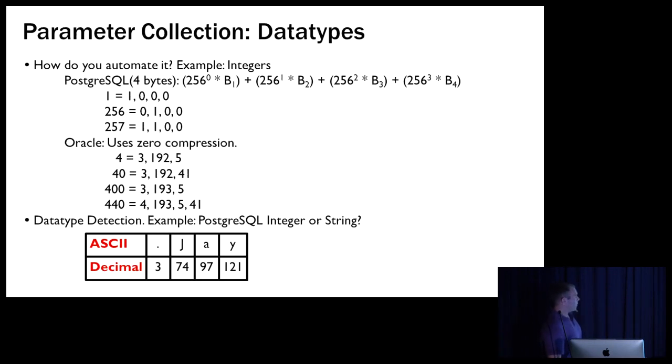So another problem is data type detection. So is what I'm reading actually a number or a string? And again, in Postgres, this is one of my favorite examples. So I told you Postgres uses 4 bytes to store a number. Now, Postgres also, for a string, is going to store the size of the string before the string starts. So if I have a 3-byte string, I'm actually going to use 4 bytes to represent that string.